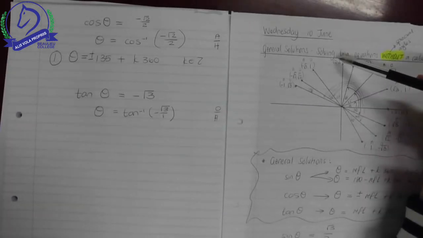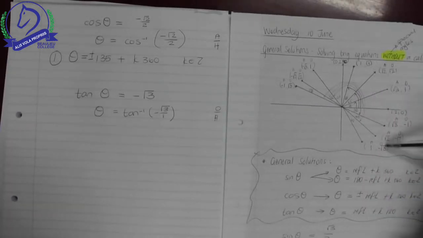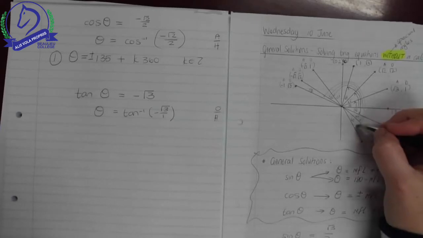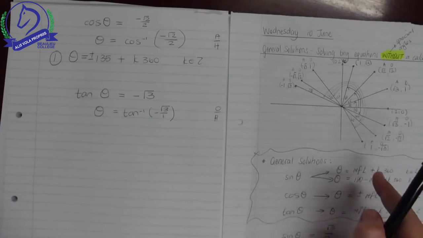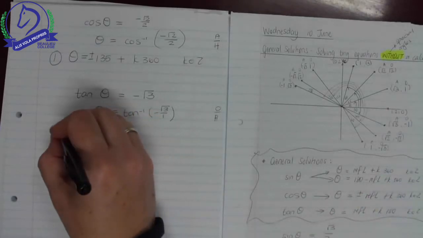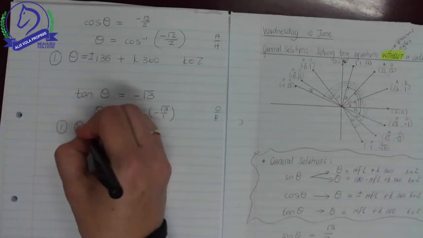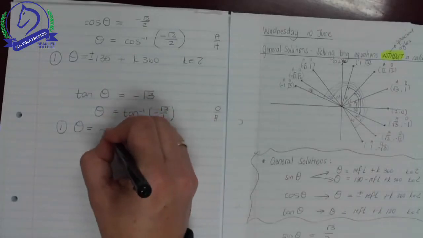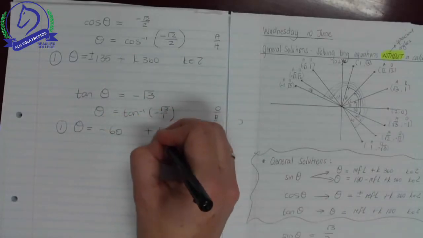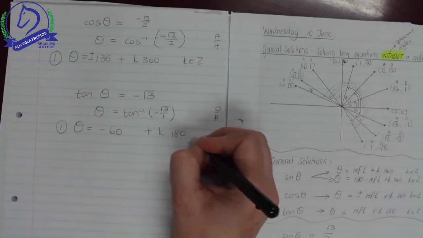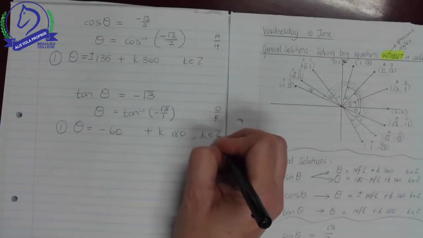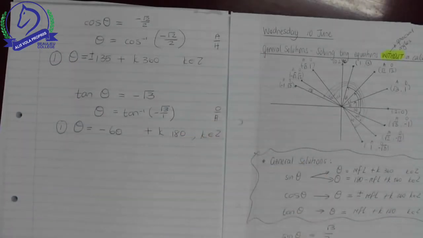So O value negative square root 3 I will find here. I'm working clockwise, so that is negative 60. So my general solution is negative 60, and I am busy with tan, so k times 180.